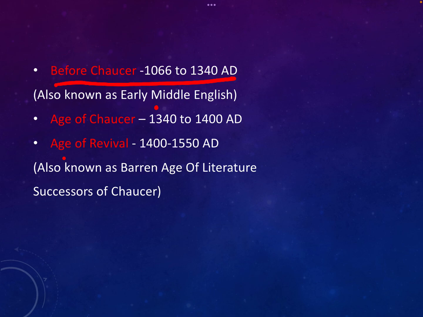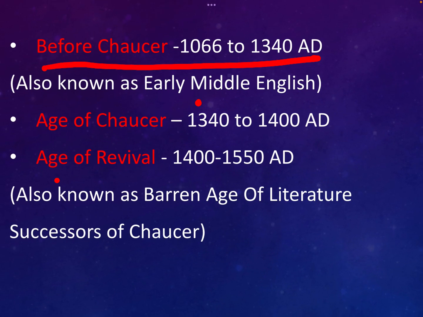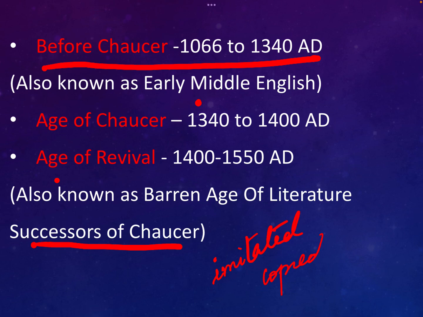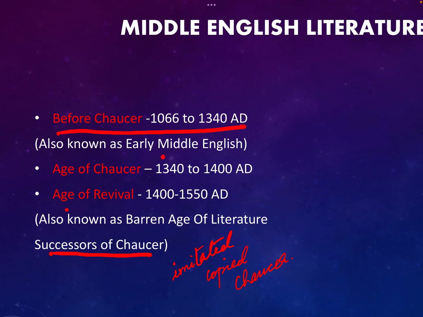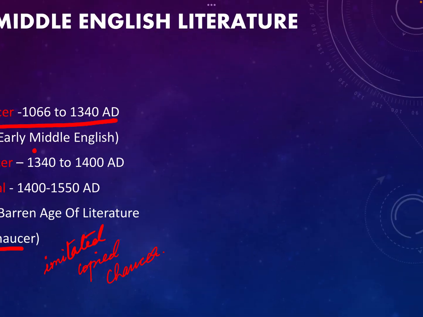And as I have already told you, this particular period, the 15th century, is known as the barren age of literature. Here, the successors of Chaucer were there, and they merely did what? They merely imitated, or simply copied, what Chaucer had written. That is why this is known as the barren age of literature.